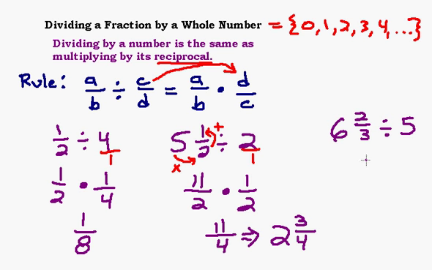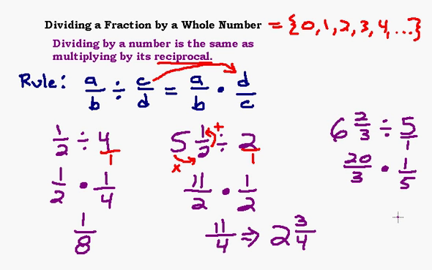Alright, let's see how you did. First thing you need to do is change this to an improper fraction. So 6 times 3 is 18 plus 2 is 20 over 3. Change the divide to a times. Think of 5 as 5 over 1. Flip it over, that gives you 1/5.